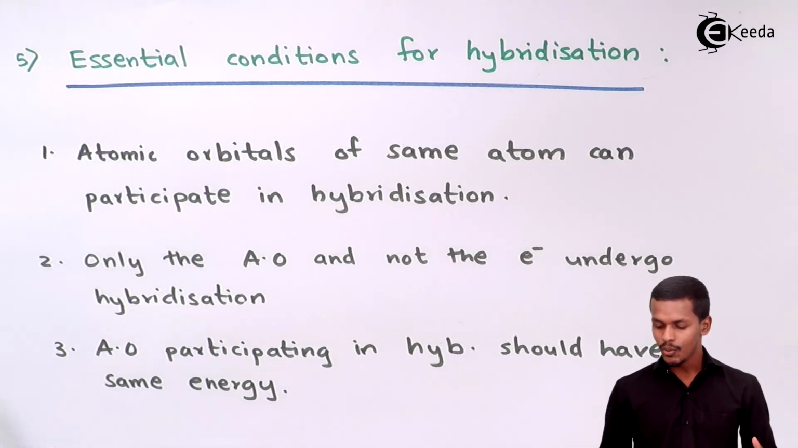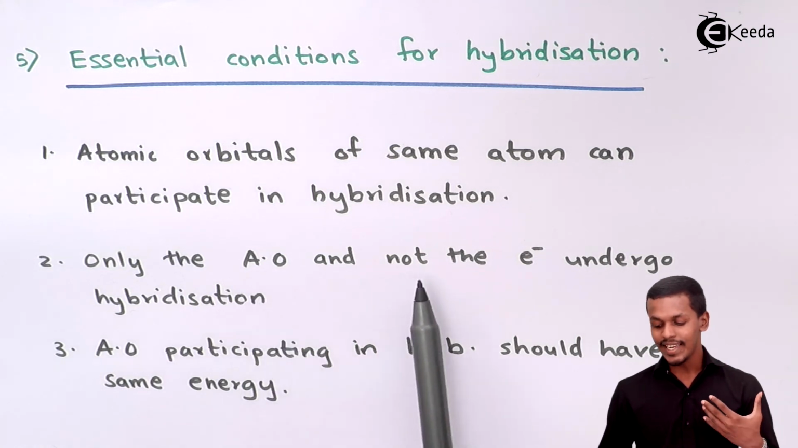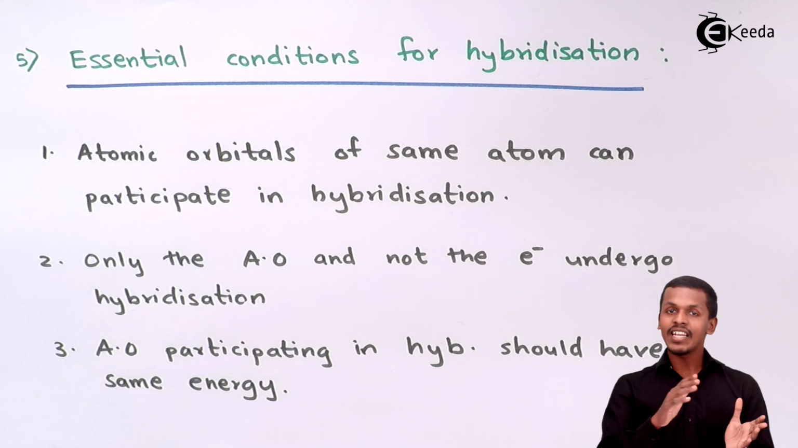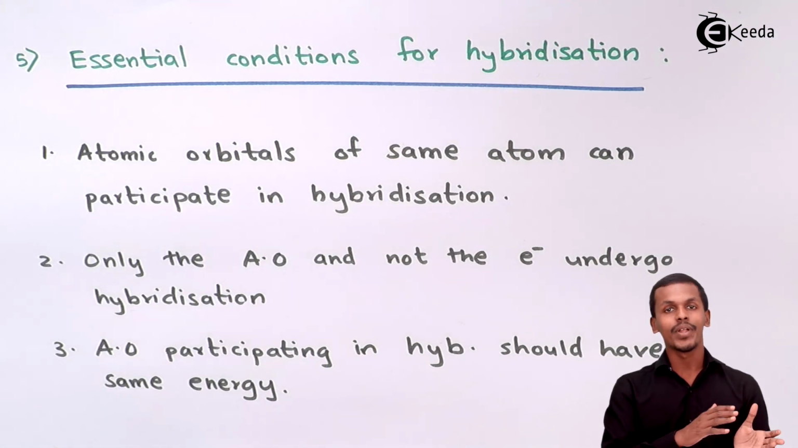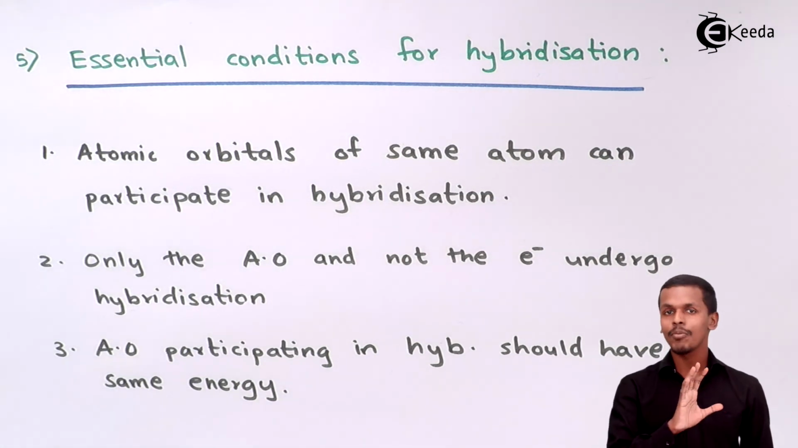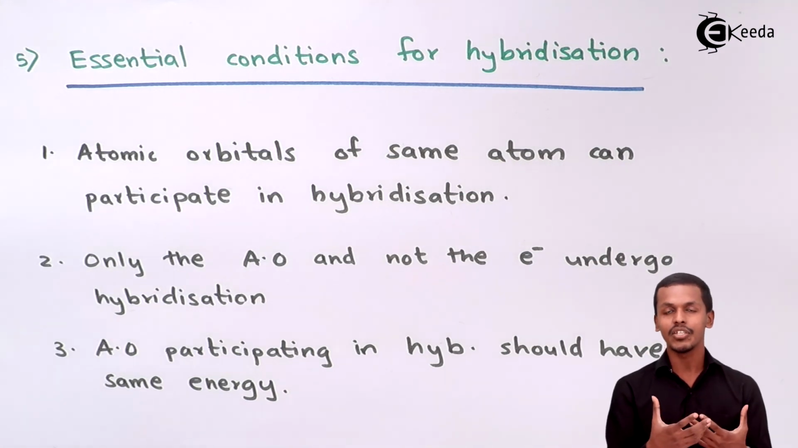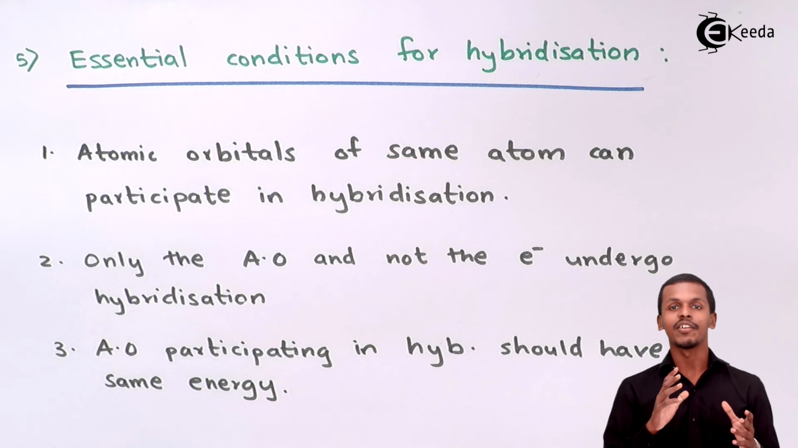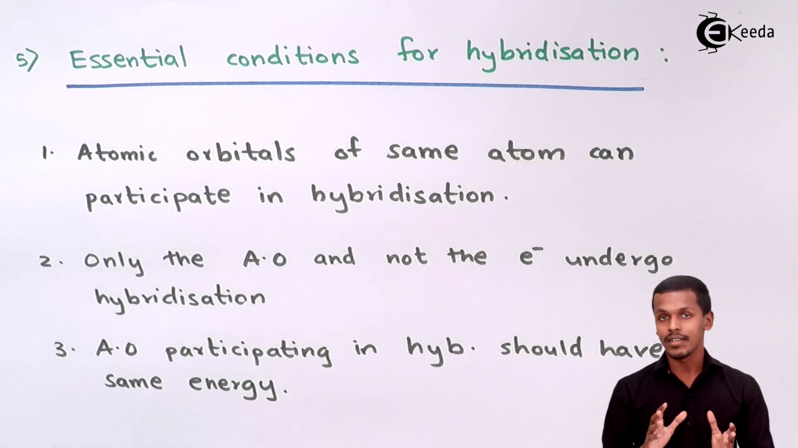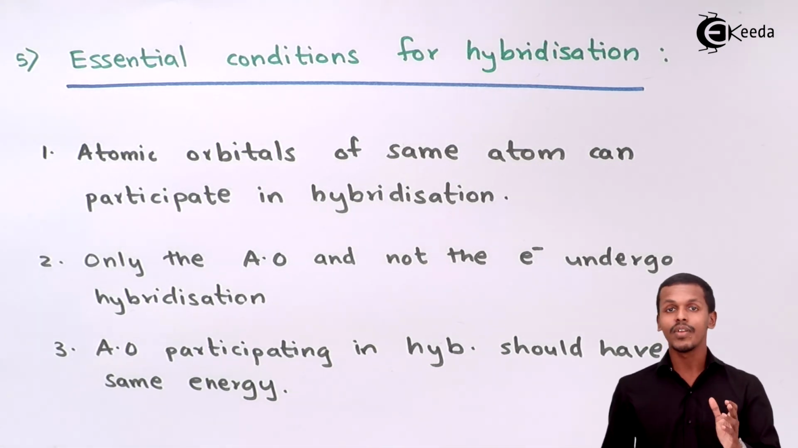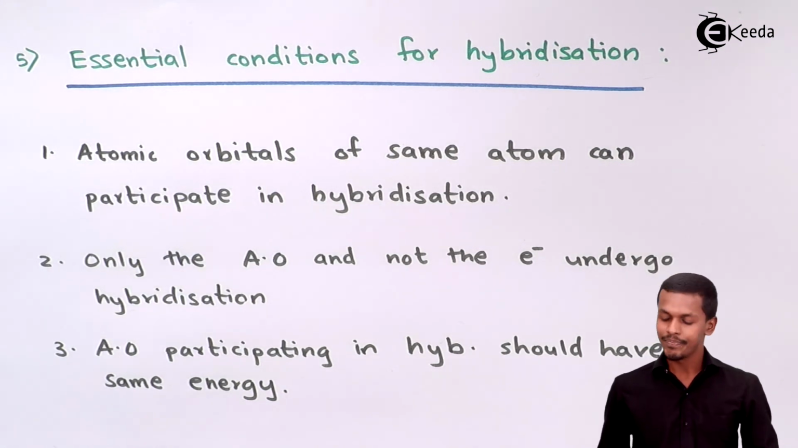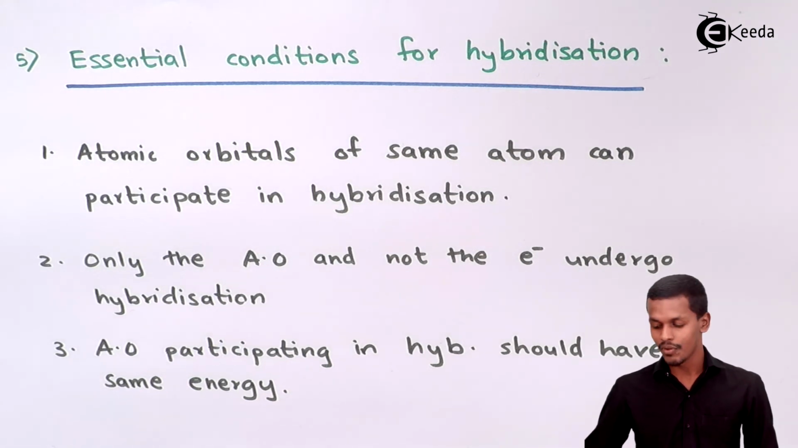The next point is that only the atomic orbitals, and not the electrons, undergo hybridization. Yes, electrons can be shifted from a lower energy level to a higher energy level, but they are not being compromised. The only thing being rearranged is the orbitals; only the atomic orbitals undergo hybridization, and electrons don't. The electron is only shifting its position from one orbital to another orbital, and that is what I was talking about. These were the essential conditions of hybridization.